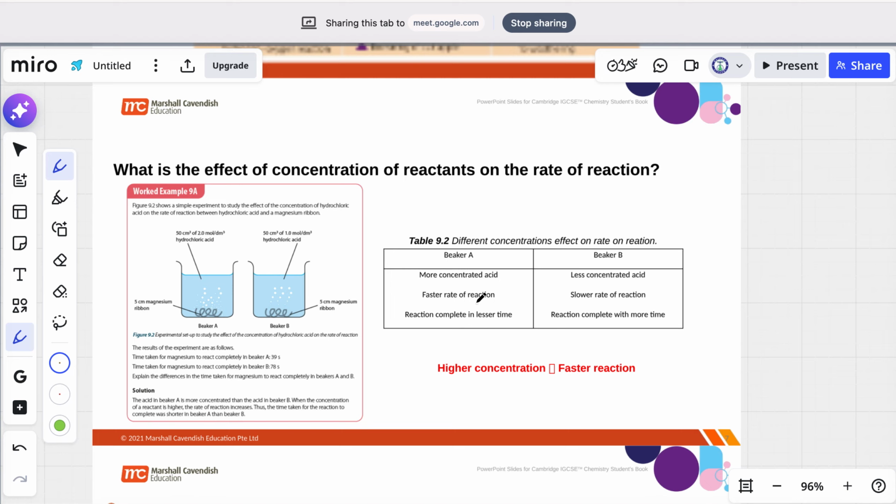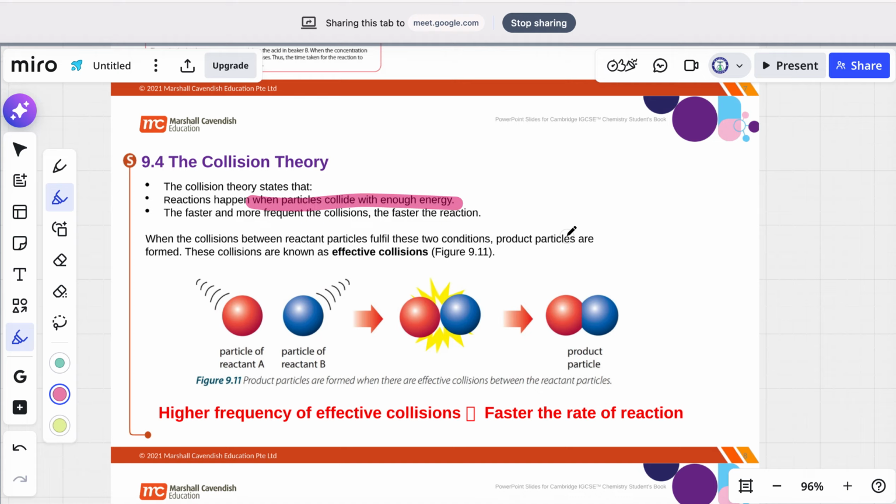Okay, let's take a look at collision theory. I've already explained these, so I will just move on. Now let's move to 9.4. In collision theory, the theory states that a reaction happens when the particles collide with enough energy. If there is not enough energy, it will not take place. Then another point is that the more frequent the collisions, the faster the rate of reaction. The faster and the more frequent the collision of particles in a reaction, the faster the reaction will be.